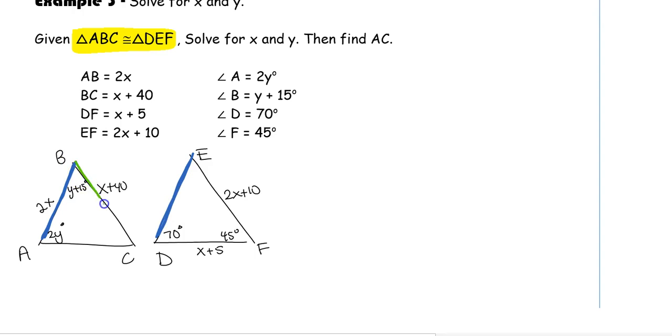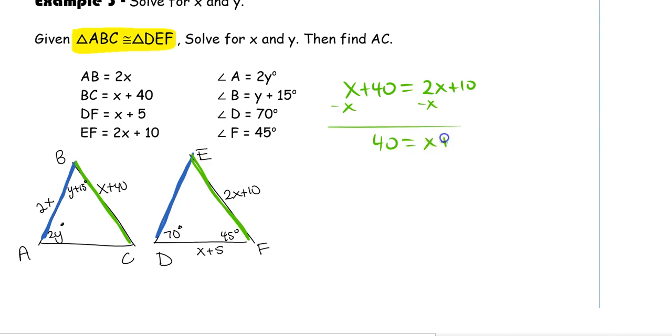Then we go to BC. BC corresponds to EF. I do have both of those pieces, therefore I can write an equation because corresponding pieces are congruent. So I can write x plus 40 is equal to 2x plus 10. We move our x over. 40 is equal to x plus 10. Subtract our 10 over, and we find that x is going to be equal to 30.